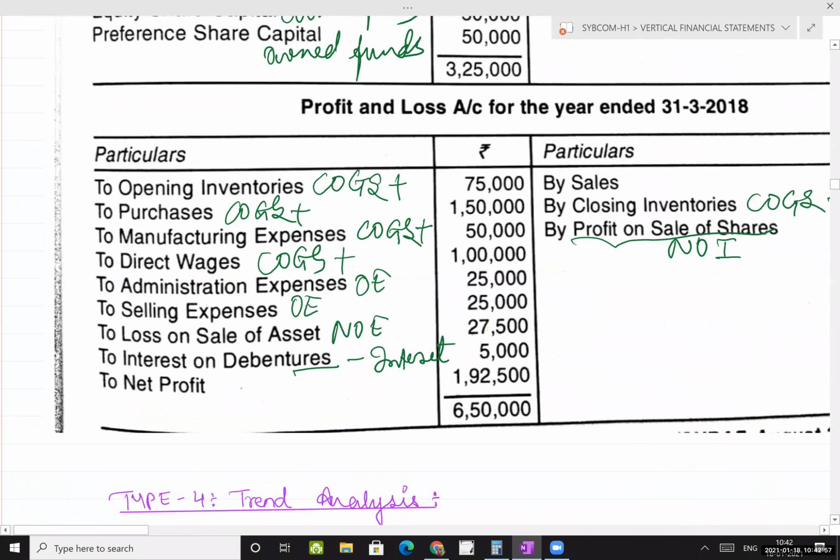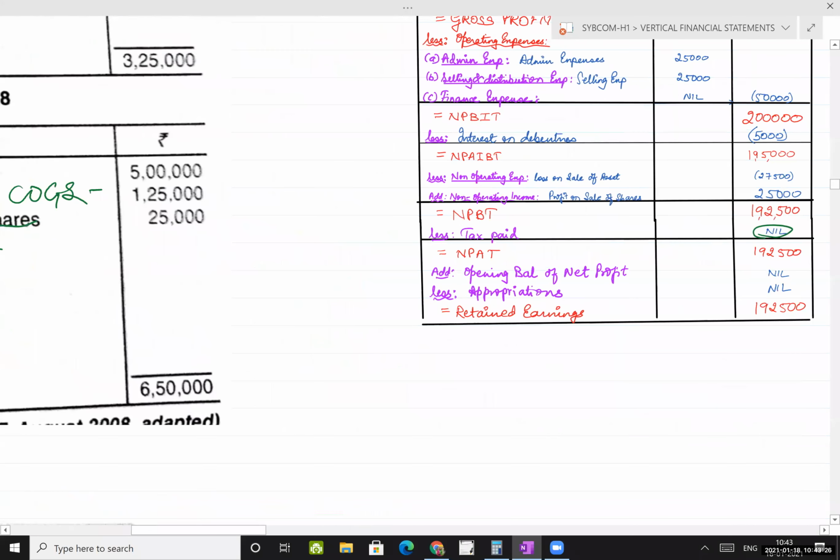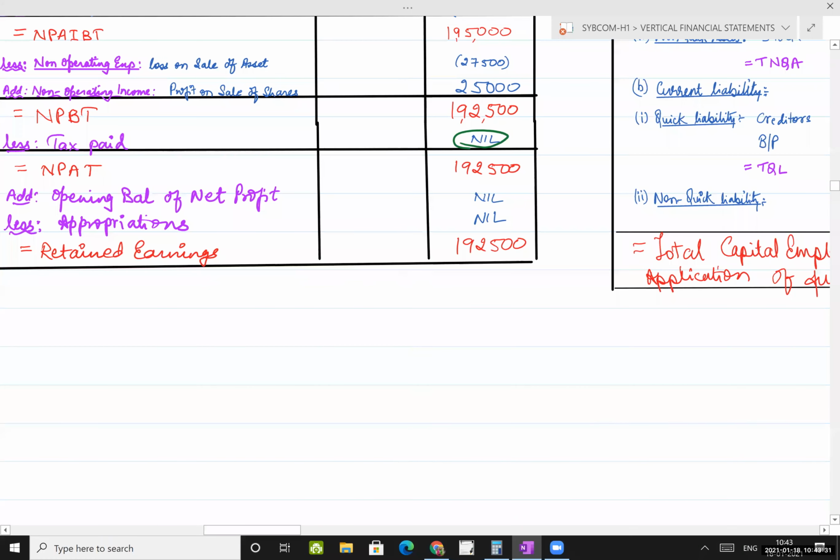See, you can cross check your answer. See this, 1,92,500 net profit. समझ में आया? How to cross check answer? Whether you do it with the old style of P&L, that is the ledger, or you do the vertical statement of P&L, in both the cases your final answer should be same. It cannot change. See this, 1,92,500. And here also the answer is 1,92,500. Am I clear to everyone?